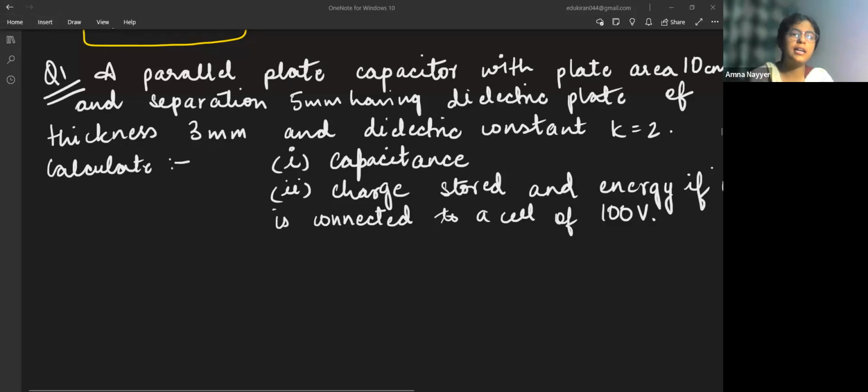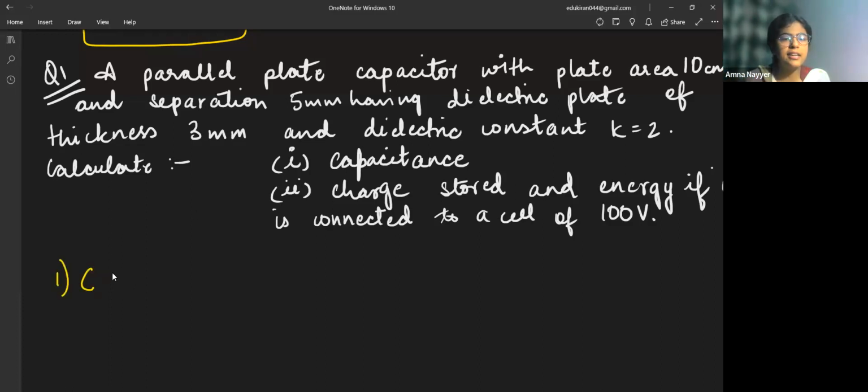Now the question says that a parallel plate capacitor with plate area 10 centimeter, means area is given as 10 centimeters. Separation between the plates, small d, is given as 5 millimeters. And thickness, t, that we write in the formula, thickness of the dielectric plate, means a dielectric plate is inserted. This is 3 millimeters. And dielectric constant, K, is also mentioned as 2. You have to find out capacitance, charge stored and energy. If you find out capacitance, the energy and charge calculations are not difficult.